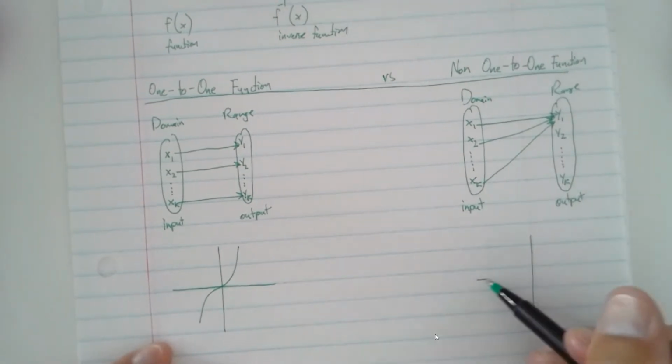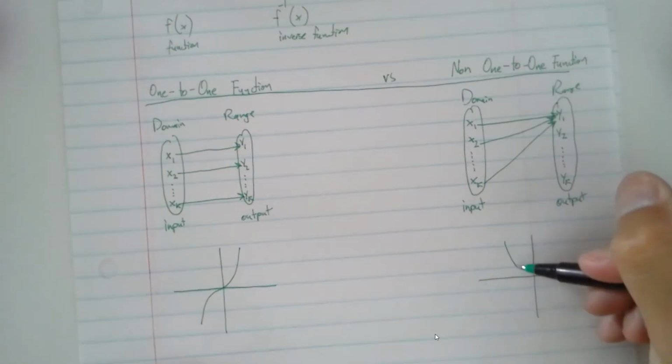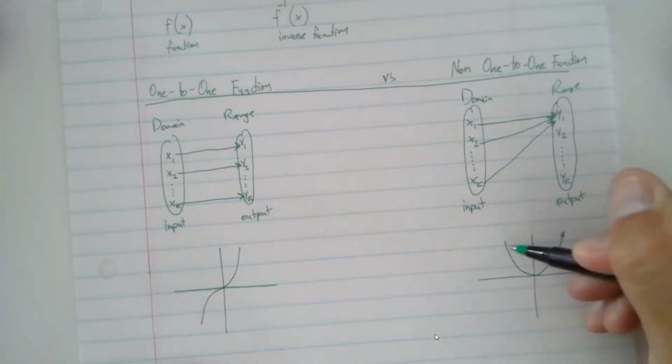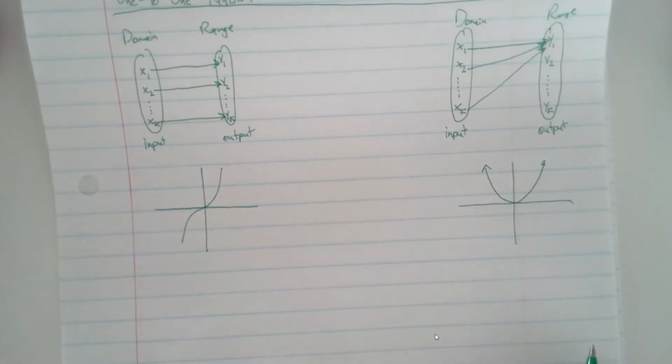Can you guess what a non-one-to-one function might look like? A parabola. What else is a non-one-to-one function? A what?